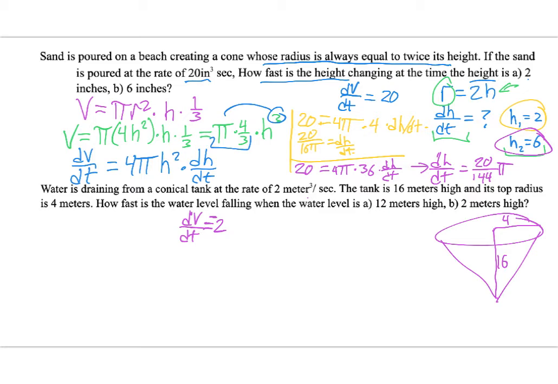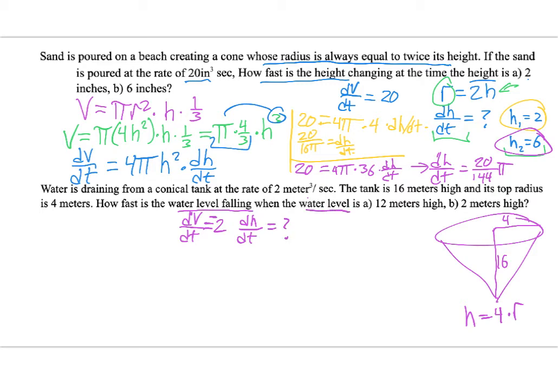Cool. The tank is 16 meters high, and its top radius is 4 meters. This is a really important thing. Because this is a tank, that ratio is going to be the same all the way down. So if we're looking at 16 height to 4 radius, that means that the height is equal to 4 times the radius. This is going to be the only way that we can really deal with getting some of these variables out like we did in the previous problem. And we're looking at how fast the water level is falling. That's a height question, so dh/dt.